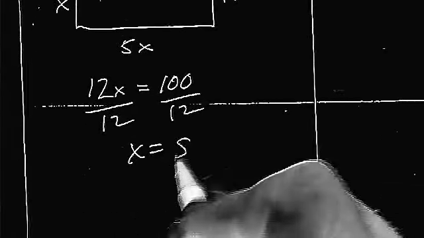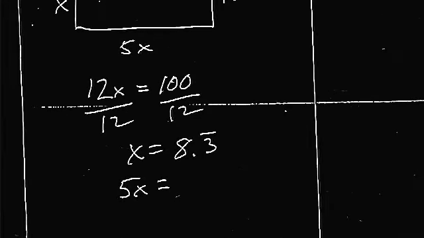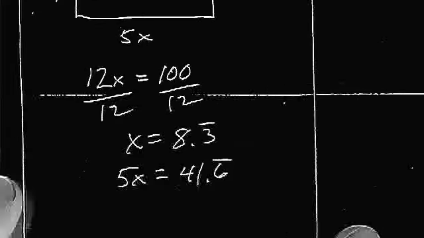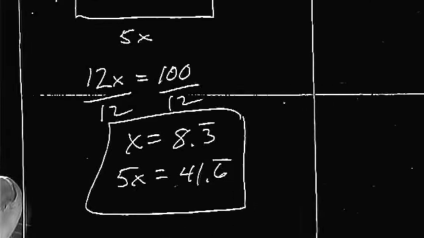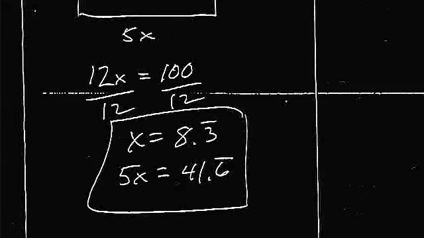Using your handy-dandy machine, you'll come up with 8.3 repeating. What's the value of the length? Well, you're going to take 5 times this amount, and it ends up being 41.6 repeating. I'm sure we can figure that down to the inch, because we know that there are 12 inches in 1 foot. So that shouldn't be too hard. So that's a pretty straightforward problem.